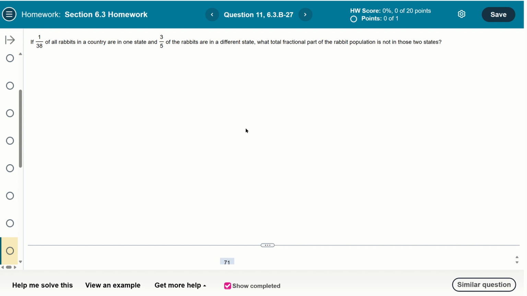All right, so in this problem we have that 1/38 of all rabbits in a country are in one state and 3/5 of them are in another state. What total fractional part of the population is not in either of those two states, right? So basically, if we consider the whole population to be one whole, we're just going to do 1 minus the sum of those two, right?